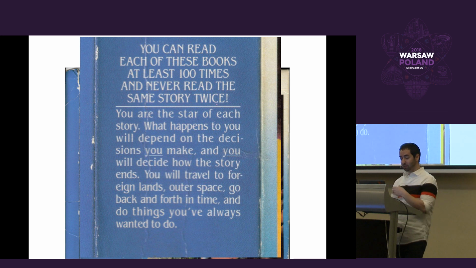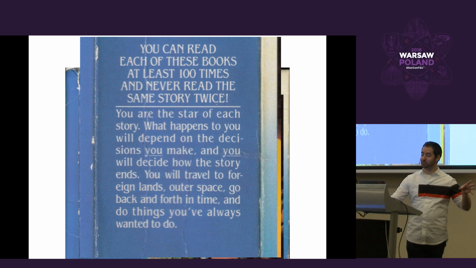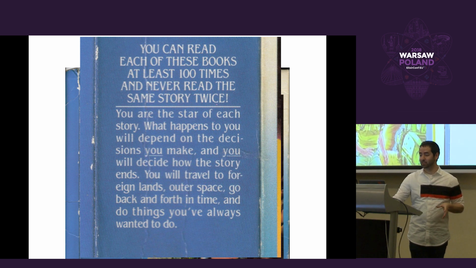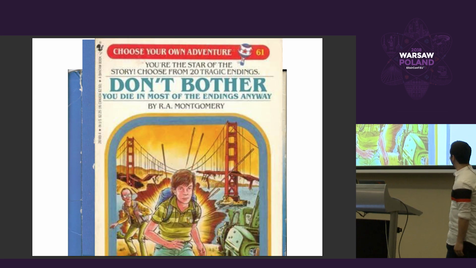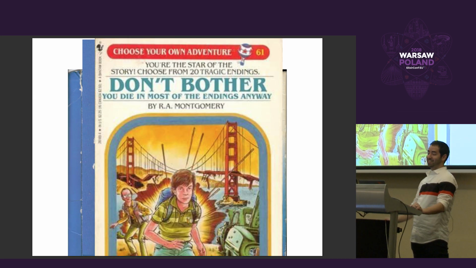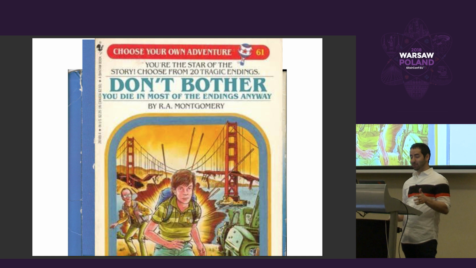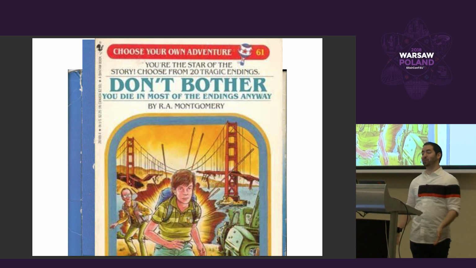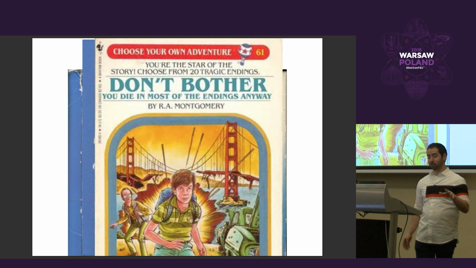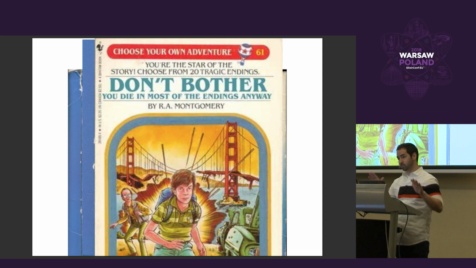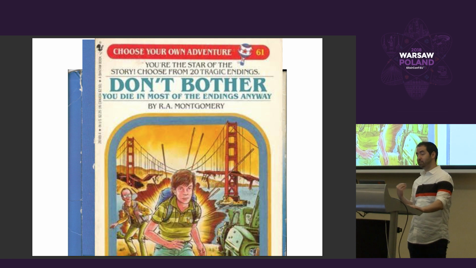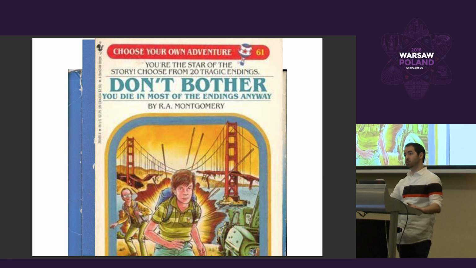And then I was looking at other covers, and I found an even better cover. There are parody covers for Choose Your Own Adventure books. The one I found was: you're the star of each story. Choose from 20 tragic endings. And then: don't bother, you die in most of the endings anyway. So like I said, I don't want to tell people don't build stateful systems in Elixir. This is what the platform was built for. But just understand that you now have to make a lot more decisions that used to be taken care of for you in the database.